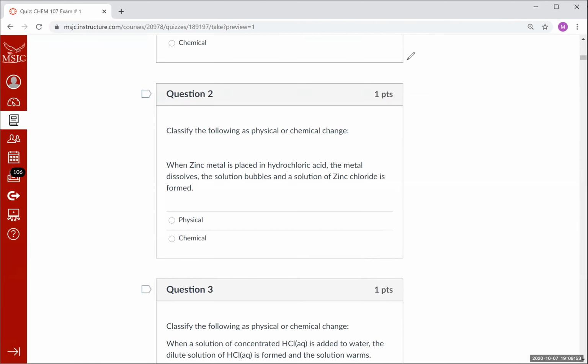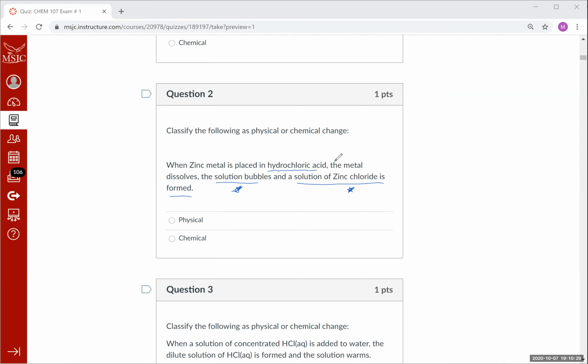So in question two, we're asked to classify the following as a physical or chemical change. Zinc metal is placed in hydrochloric acid. The solution bubbles and a solution of zinc chloride is formed. So there are two keywords in this case, bubbles and zinc chloride. Did we change our chemical composition? Is zinc the same thing as zinc chloride? Did we undergo a change in chemical composition?